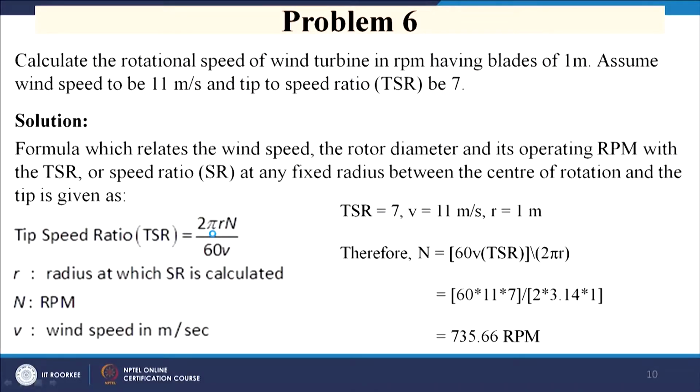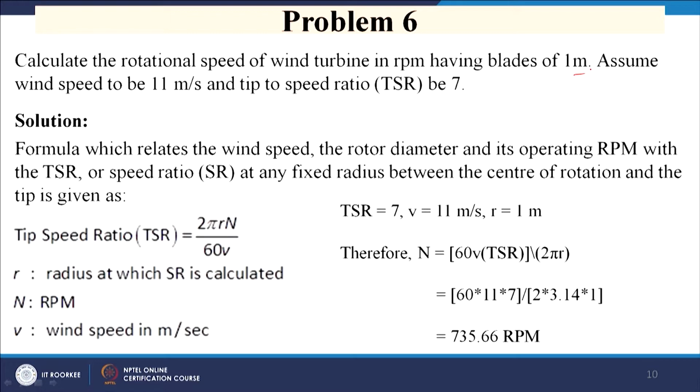Next we are coming to problem number 6. The statement says calculate the rotational speed of a wind turbine in RPM having blades of 1 meter length, 1 meter blade.